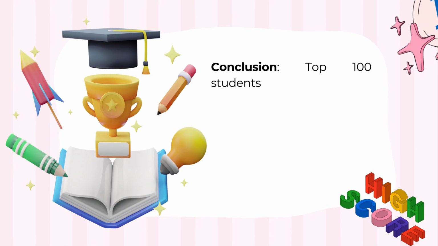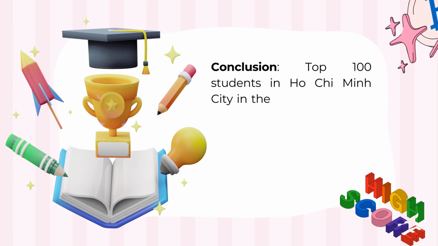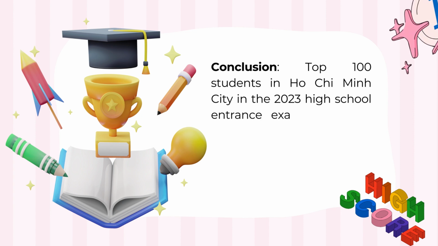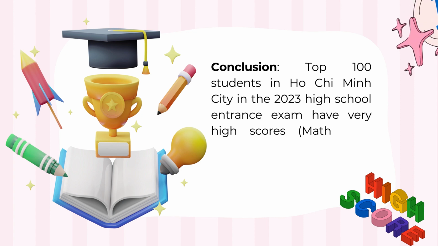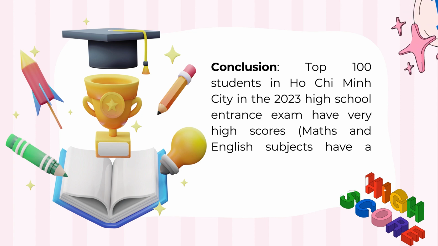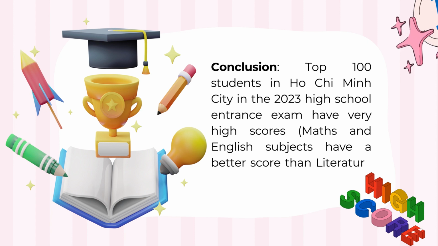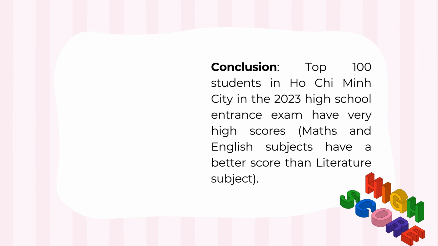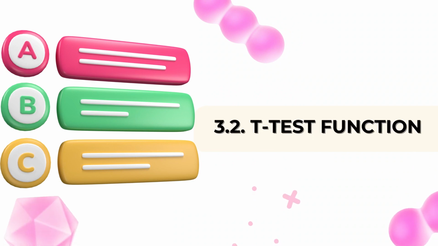From the recent comments, we have a conclusion. Through statistical results, it shows that the top 100 students in Ho Chi Minh City in the 2023 high school entrance exam have very high scores. Maths and English subjects have a better score than literature subject.